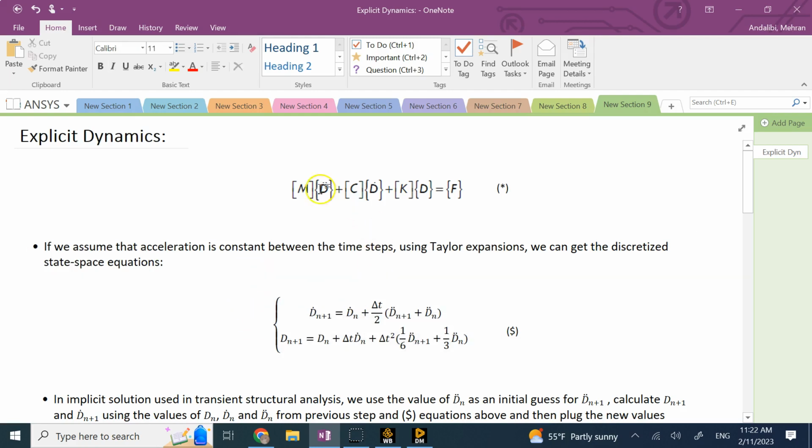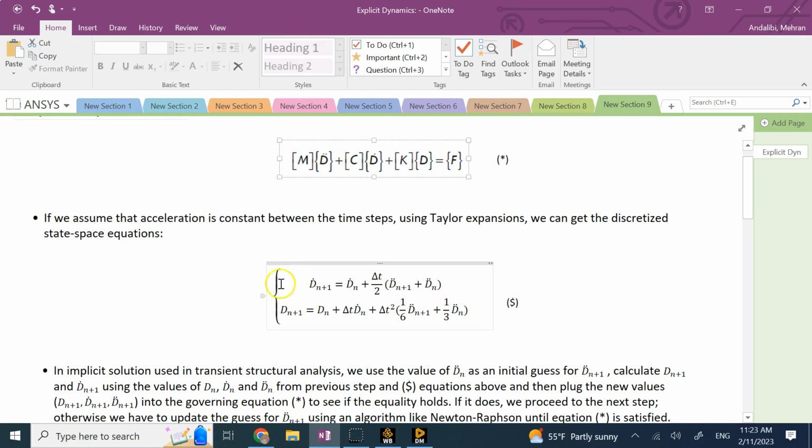Discretized means instead of these continuous equations, we have equations that have time steps in them. So time step number n plus 1, and so on. These are the update equations. And why do I call it state space? Because here I have more than one parameter that has to be updated. One of them is d and the other one is d dot. So the displacements and the velocities have to be updated. So I have these two update equations instead of one. My dummy variables here are the displacement and the velocity that have to be updated. So these are my update equations.